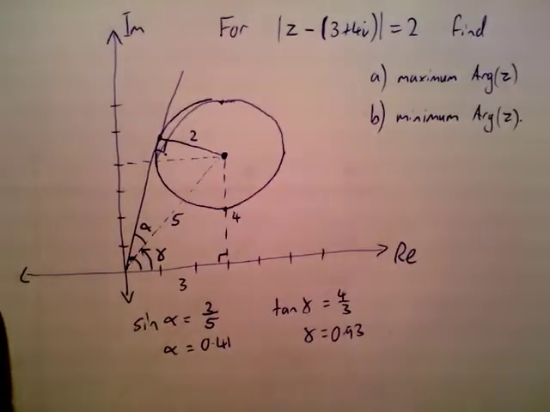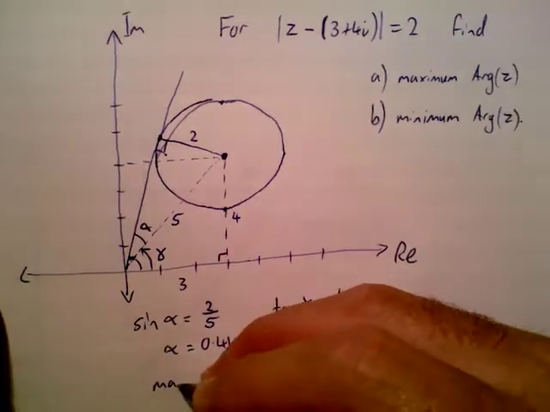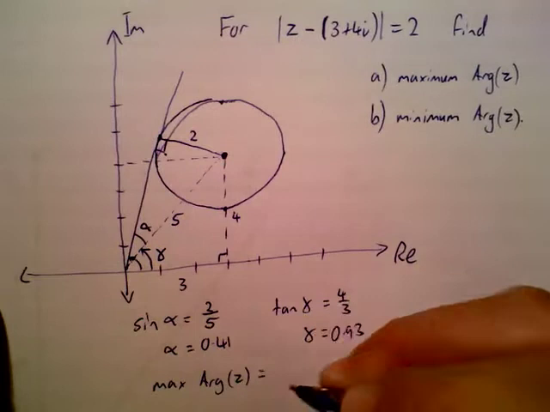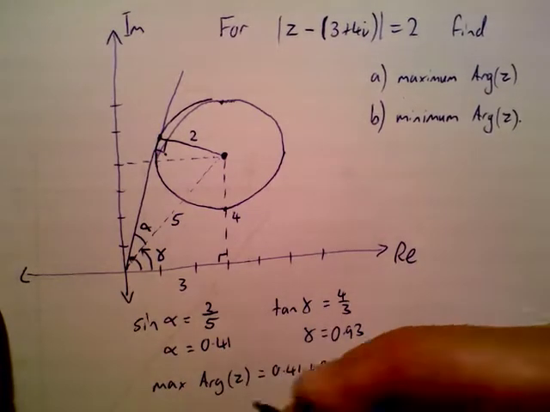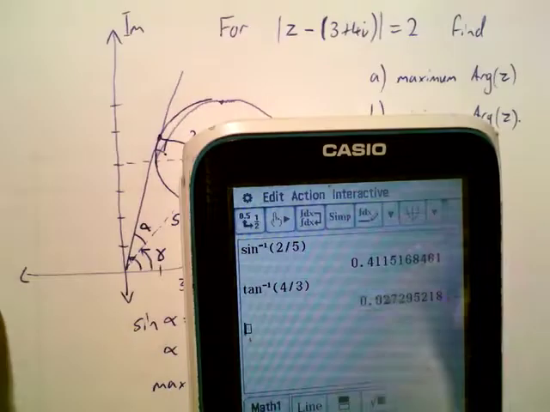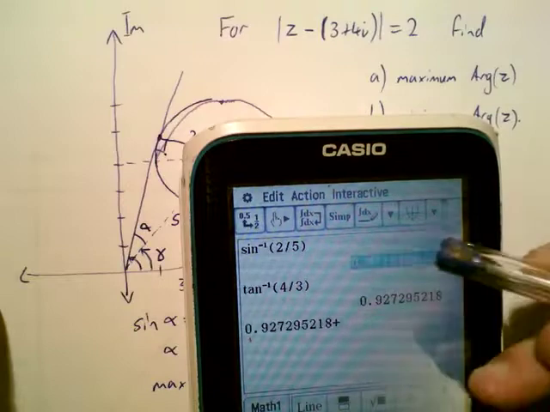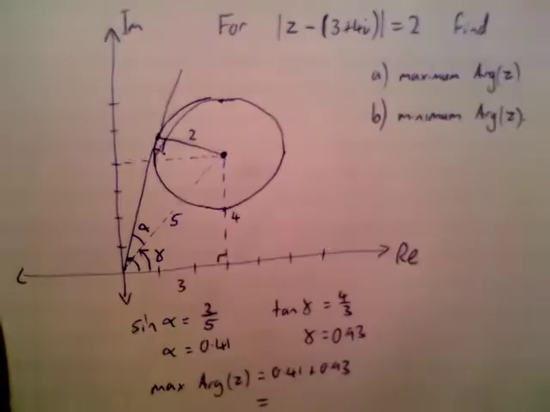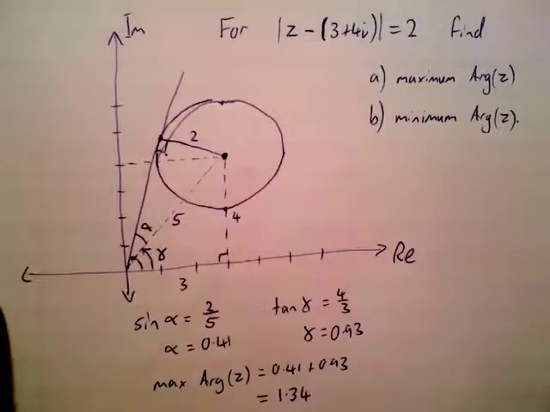So then we can see that the maximum value of arg z will be equal to 0.41 plus 0.93, and that gives us a value of 1.34 to 2 decimal places as our maximum value for arg z here.